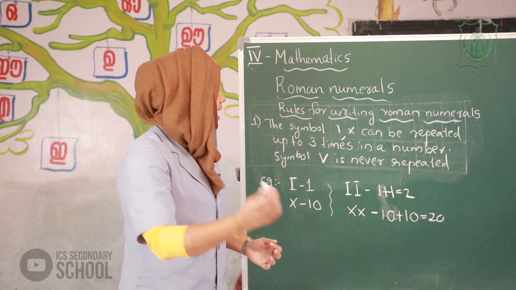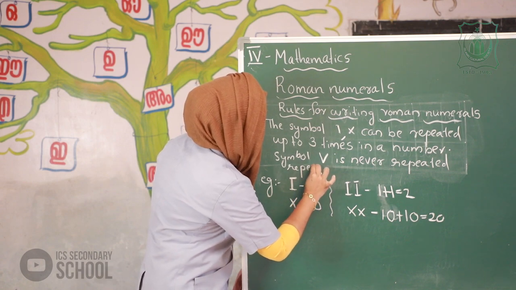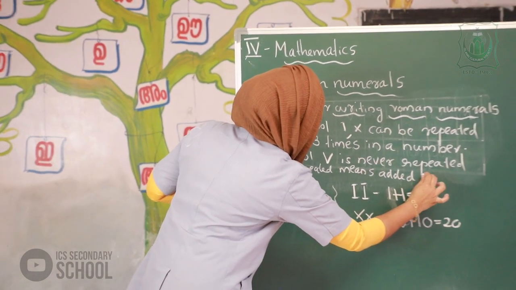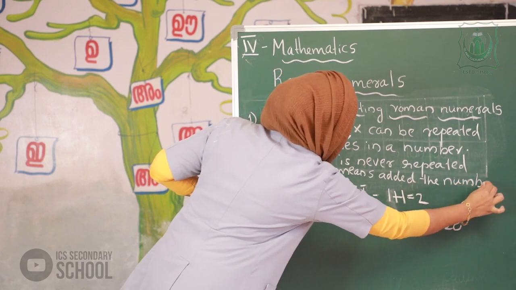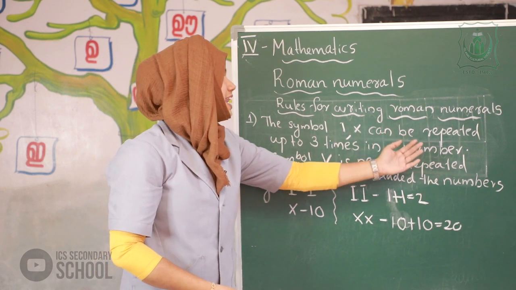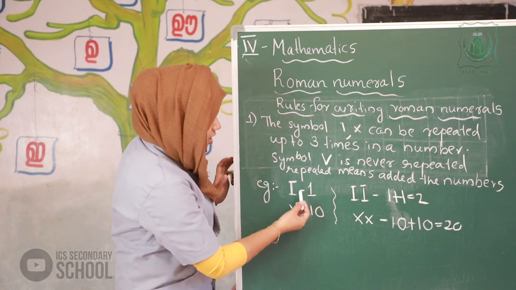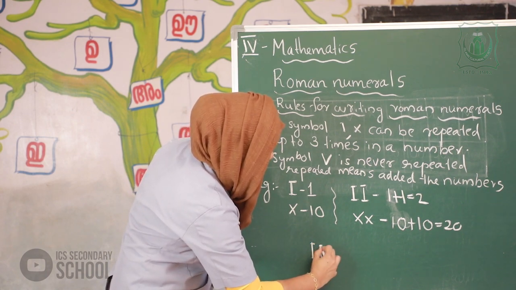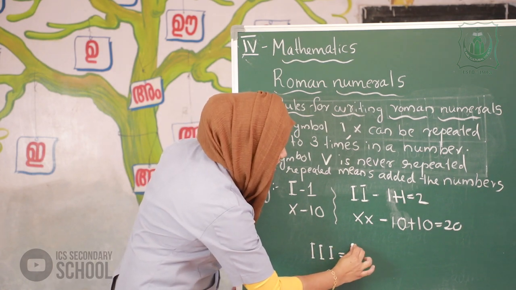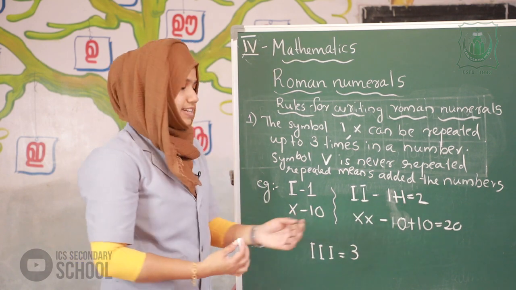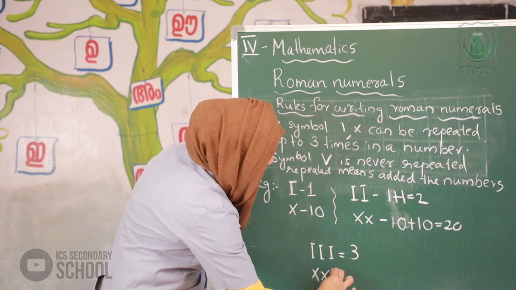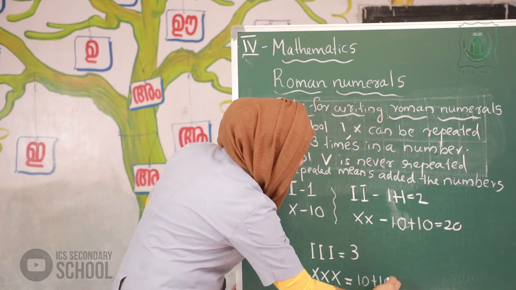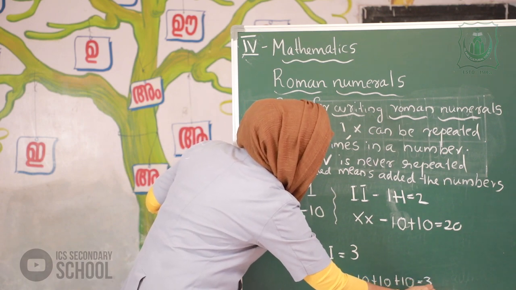The symbols are repeated means added. Repeated means added the numbers. So what is our rule? The symbol I and X can be repeated up to 3 times. So 2 times is repeated, next is 3. That means 3 I's, yes, 3. The I is repeated 3 times. Next is X. X is repeated 3 times. That means 10 plus 10 plus 10 is equal to 30.